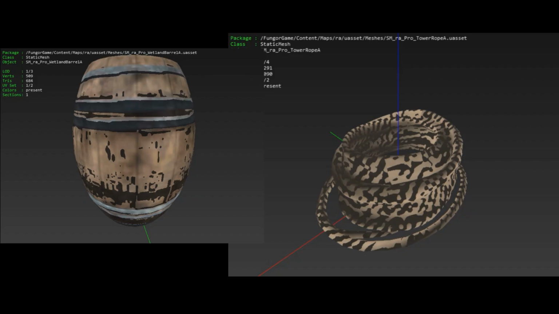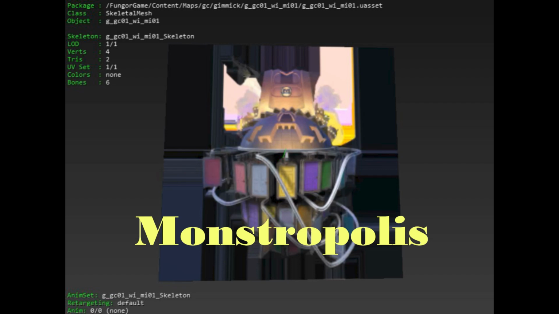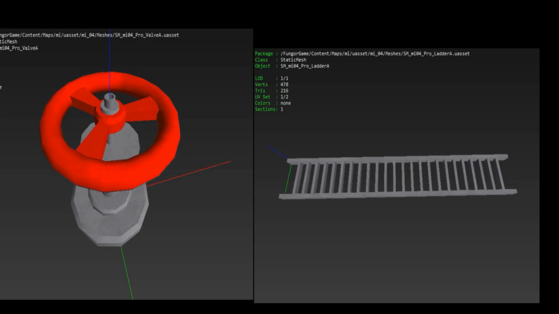Let me know in the comments if any of these ropes or barrels or any other assets that we're going to see from returning worlds look familiar to you at all. Monstropolis was also set to return. Once again, let me know in the comments whether these objects can be found in KH3.